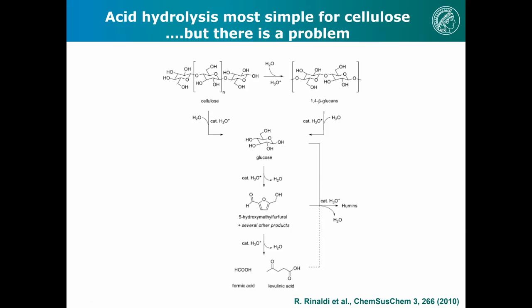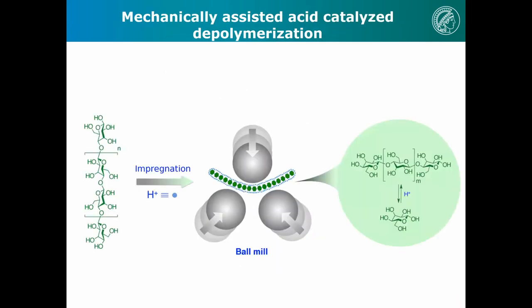You can't do anything with it. Maybe throw it away or burn it. That's the only thing which you can do with humins. There's nothing else you can do with it. And so the dream of saccharifying wood was a dream for about 100 years. Now, we have actually found that if you impregnate cellulose with an acid, we use sulfuric acid in ether, and then ball mill, you can add water and you have a clear solution.